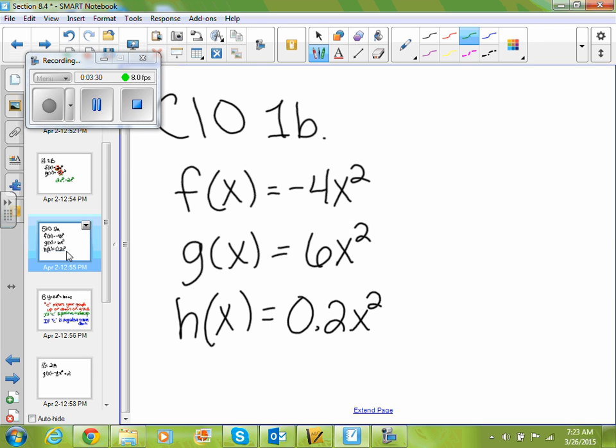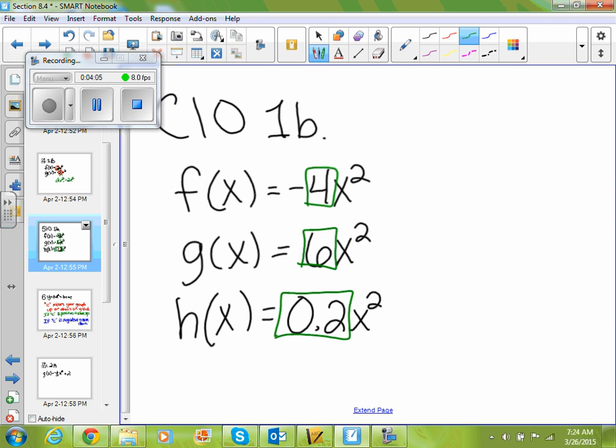Alright, and we'll do one more. So f of x equals negative 4x squared, g of x equals 6x squared, h of x equals 0.2x squared. Since we're going from skinniest to widest, I need to go from my biggest number to my smallest number. So if I look at my a values, I have 4 because I ignore the negative. I have 6. And I have 0.2.